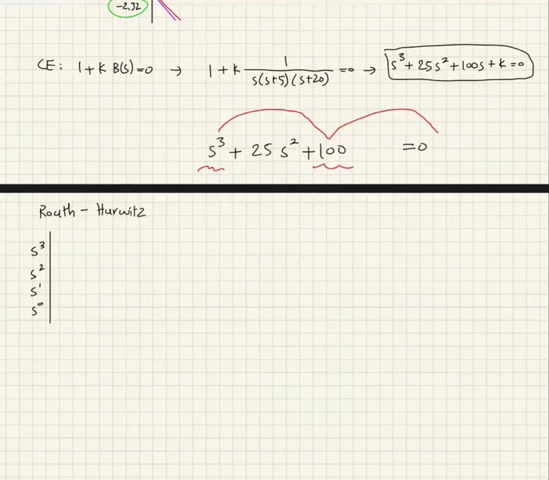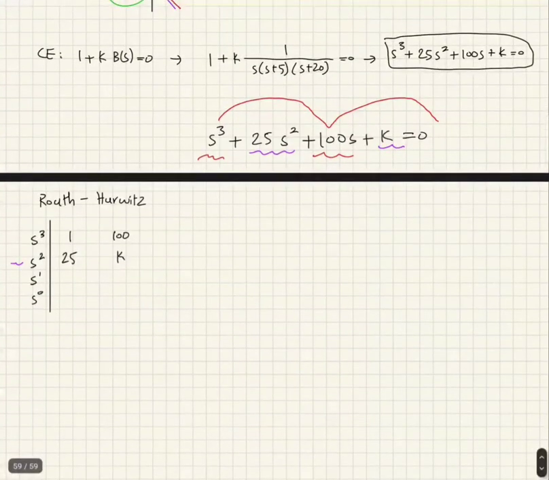Oh, I apologize, it's 100s plus k. And so we take 1, escape 1, take 1, escape 1, and then nothing. So we just write coefficient of S cube is 1, coefficient of S is 100. That's for S cube. Now for the S square, we escape that one, we escape this one, okay? So we take 1, escape 1, take 1. So we have 25 and k. Okay, so we draw for these two.